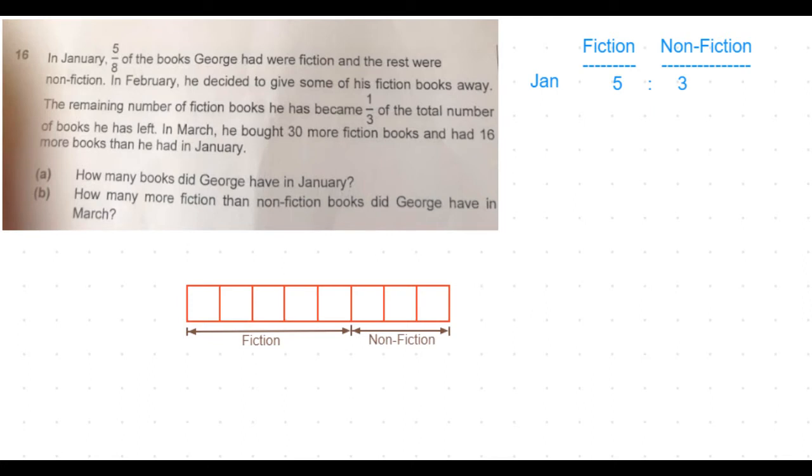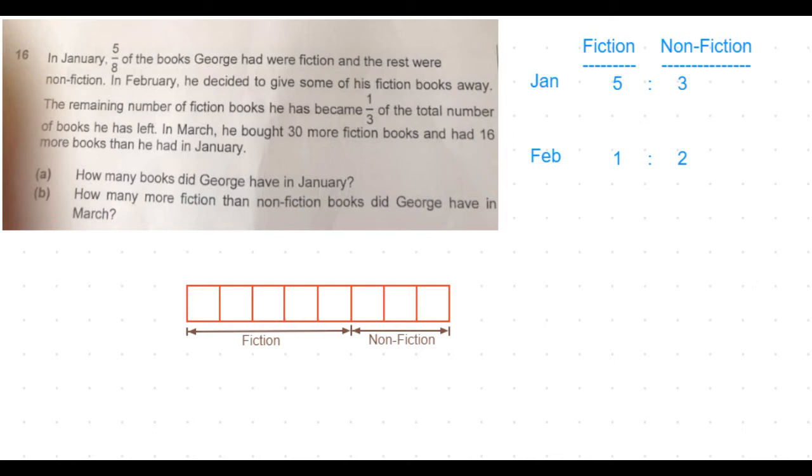Then he decided to give away some of the fiction books in February, and then 1/3 of the total number of books were fiction books. That means the remaining 2 units were non-fiction books. We notice there is no change in the number of non-fiction books from January to February, so they should remain the same.